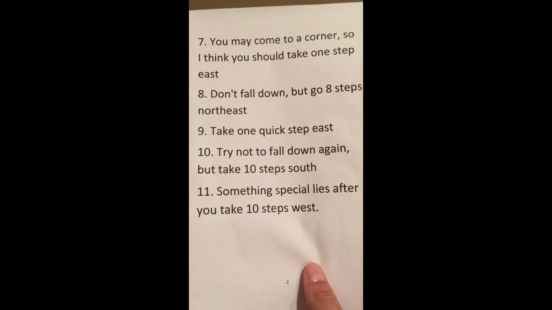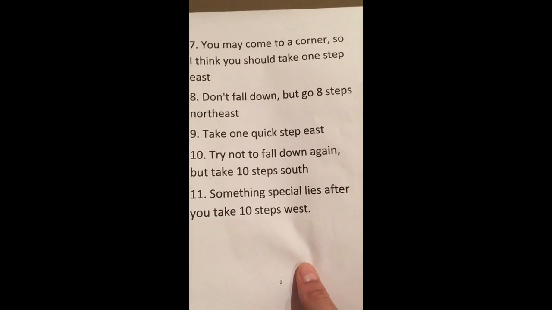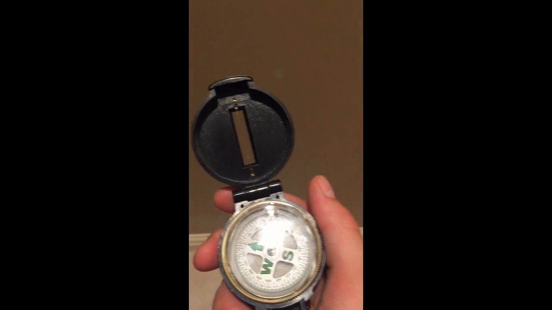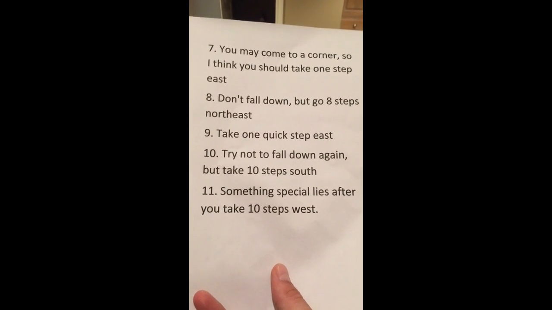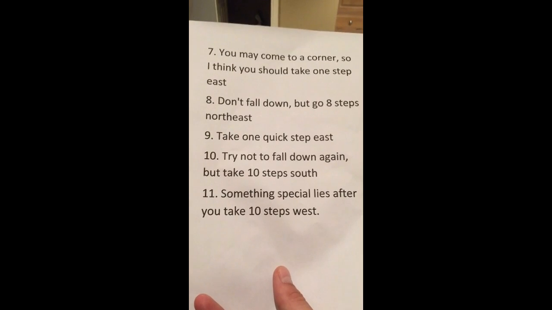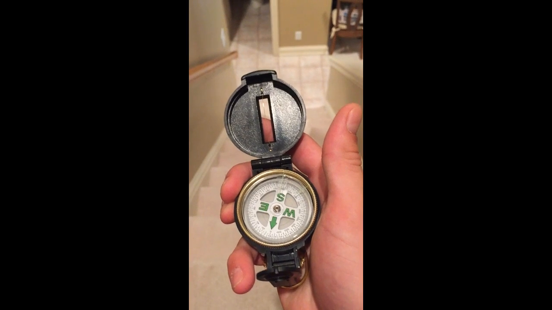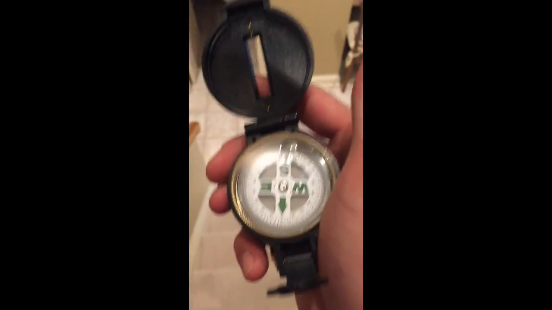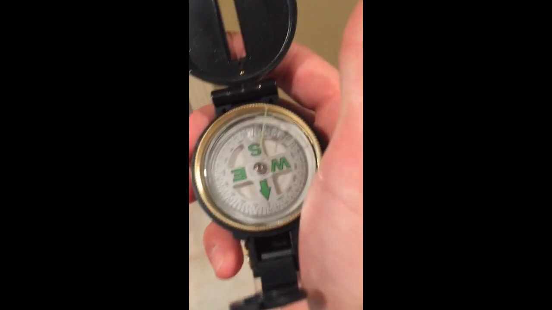Now we have to take 1 quick step east. East looks like this way. Yep, so I'm going to take 1 step east. Try not to fall down again, but take 10 steps south. Looks like south is going down the stairs, so 10 steps.